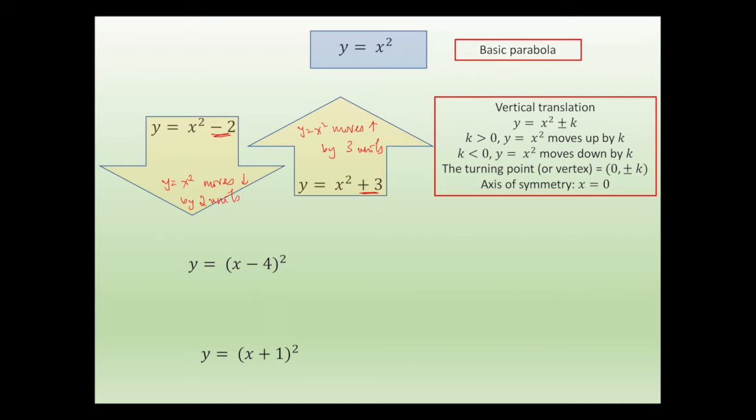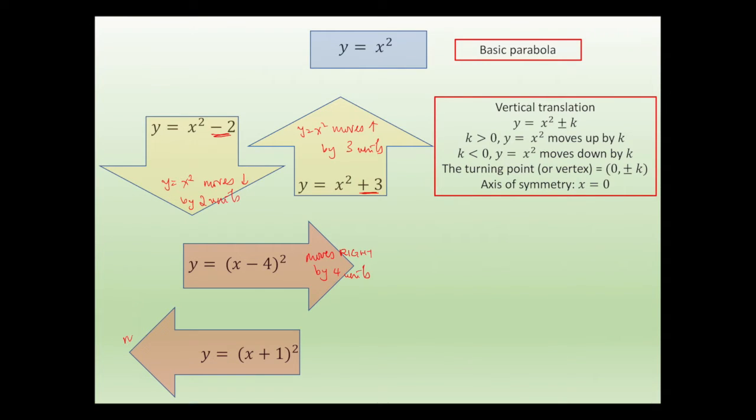The next situation, we have y equals (x minus 4) all squared and (x plus 1) all squared. Now, when we have (x minus 4) all squared, the basic parabola moves right by 4 units. Whereas when you've got y equals (x plus 1) all squared, it moves left by 1 unit.